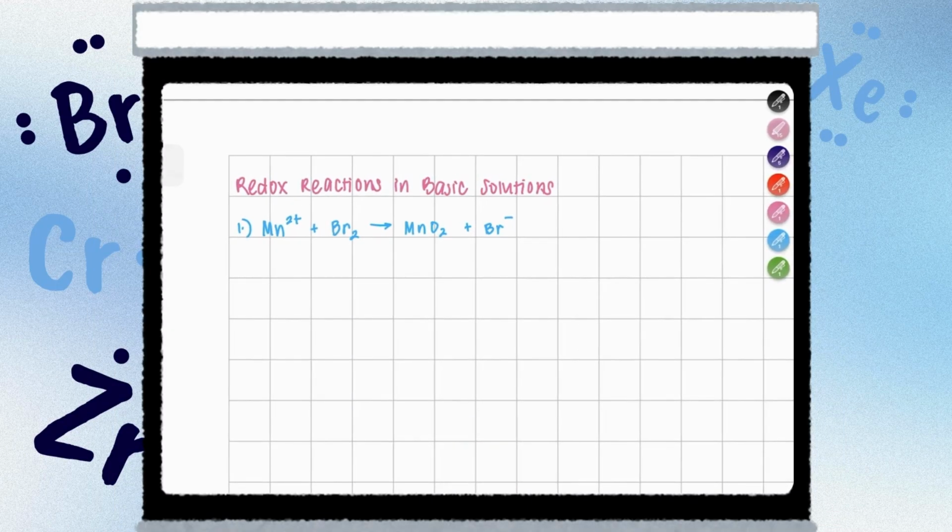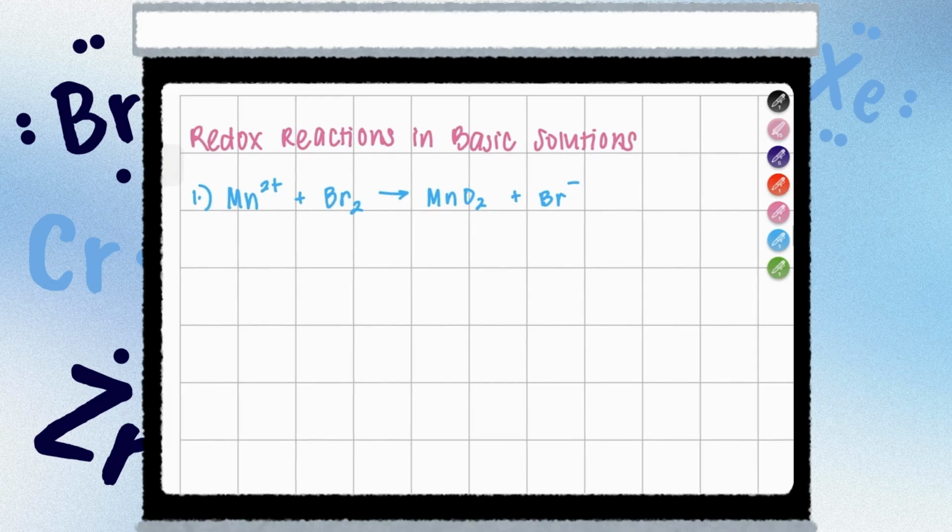Now we have redox reactions in basic solutions. So sa basic solutions, it follows the same process in acidic solutions, but there is one extra step, which is the addition of OH negative in both sides. So it is done in order to balance out a basic solution. So let's first group the same elements.